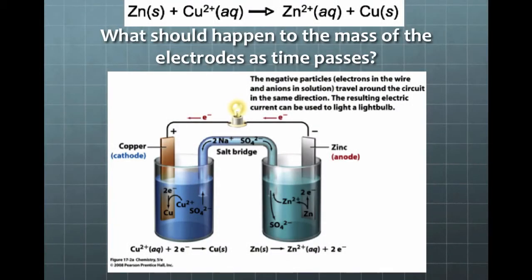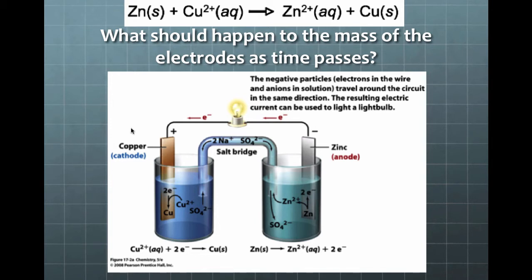What should happen to the mass of the electrodes as time passes? Pause the video and think about that. Well, look at the reaction. Zinc is a reactant and is actually consumed and used up and is going away and turning into zinc ions. So the zinc anode is actually losing mass during this process. Similarly, copper ions are depositing out on the copper electrode or the cathode, so it actually gains mass during the process. So the answer is zinc is losing mass, copper is gaining mass.